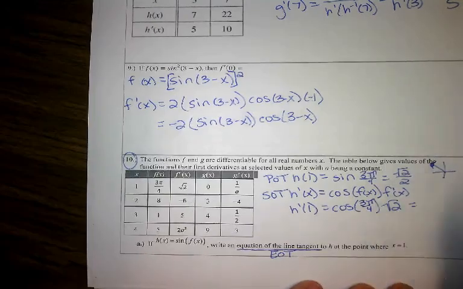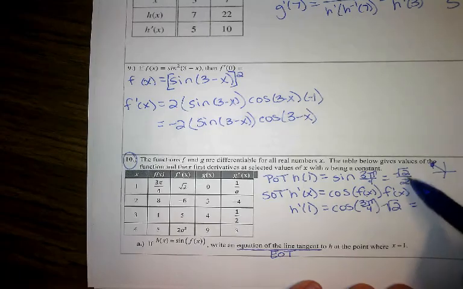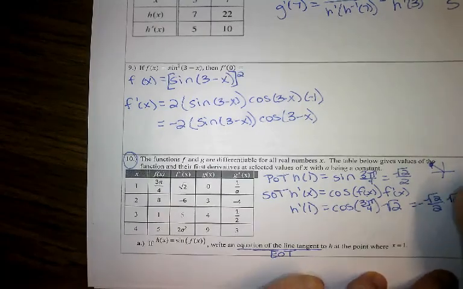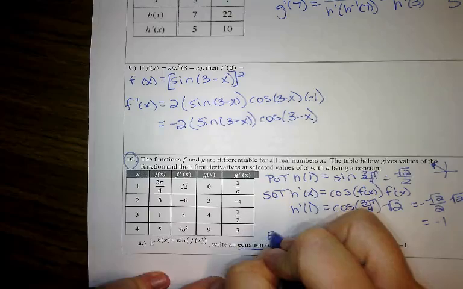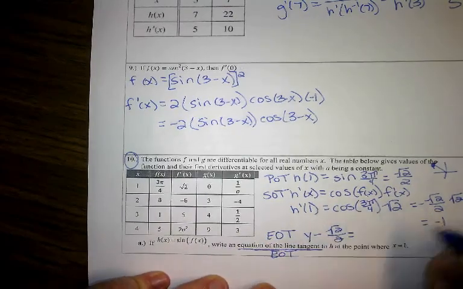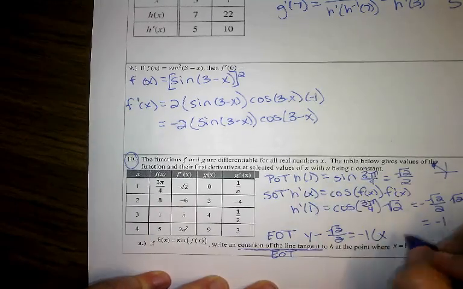Okay, so cosine of 3 pi over 4, that's the same coordinate here, but the x value is also root 2 over 2, but we know the x's are negative over here. So this is going to be negative root 2 over 2 times root 2. So when I multiply those together, root 2 times root 2 is just 2. So negative 2 divided by 2 is negative 1. Okay, we can write our equation now. Y minus root 2 over 2. My SOT is negative 1. X minus 1.